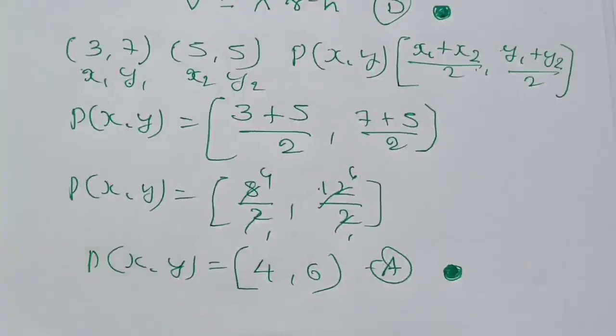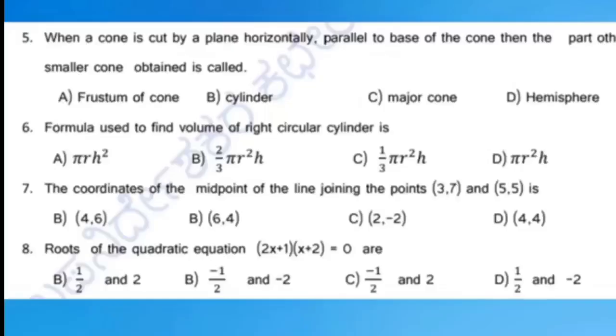Okay, now the last question I think. Let me change the page. Now the last question is, I'll read out the question. Roots of the quadratic equation (2x plus 1)(x plus 2) equals 0 are.